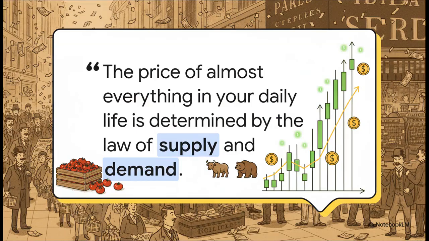As the man himself, William J. O'Neill, said, this is pretty much a universal law of how the world works. The same simple force that decides what you pay for anything, how much of it is available versus how many people want to buy it. Well, that exact same powerful force is what can cause a stock's price to absolutely surge.